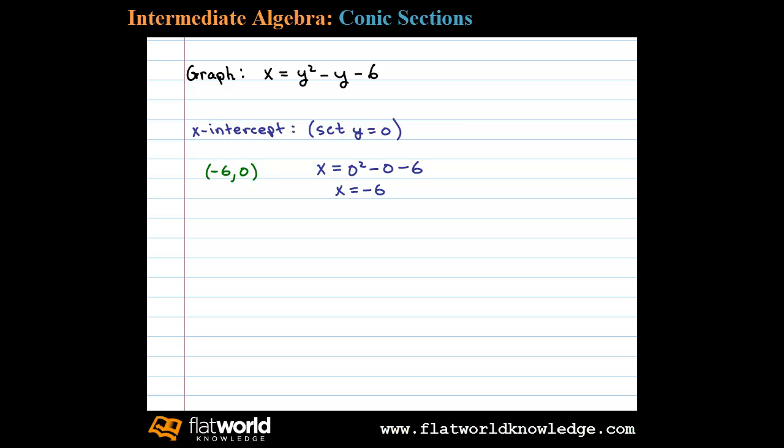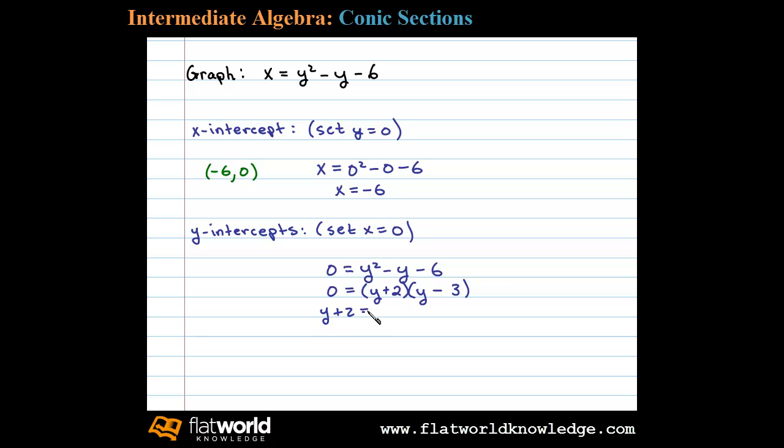Next, let's find the y-intercepts. And to find the y-intercepts, we set x equal to 0. So in this case, we have 0 equals y squared minus y minus 6, which is quadratic, and it does factor. If we write y and 2 and 3, we'll have a negative 1y if the 3 is negative here and the 2 is positive.